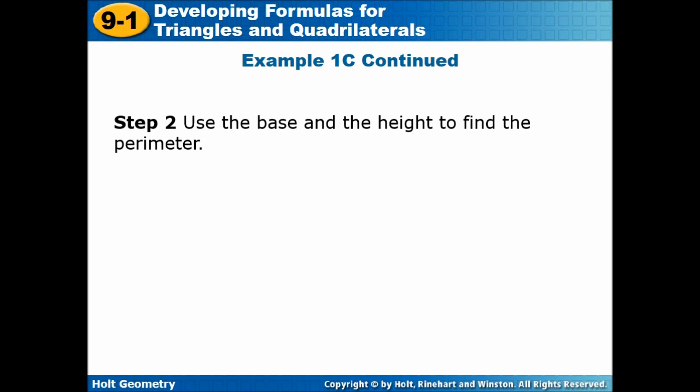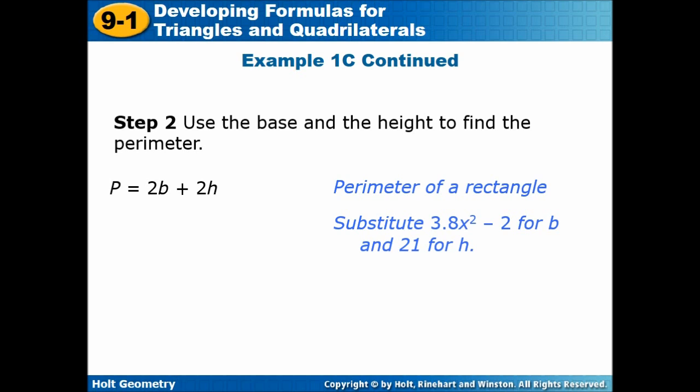In the next example, we're going to use the base and the height to find the perimeter now. So we're going to look for the distance around the edge of the rectangle. So the formula for perimeter of a rectangle is P equals 2 times the base plus 2 times the height. Well, we know what the base and the height are, so we're going to substitute those. So we'll substitute 3.8x squared minus 2 for the base and 21 for the height. And we're going to get P equals 2 times 3.8x squared minus 2 plus 2 times 21.